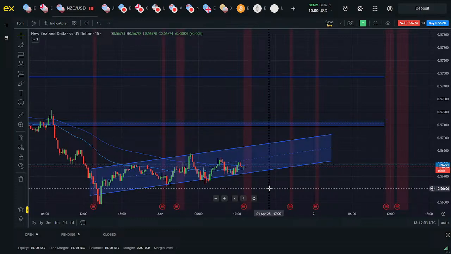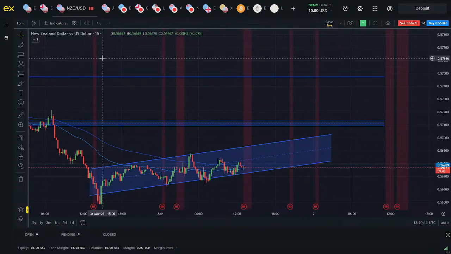In New Zealand dollars, US dollars, that is NZD/USD, here also the market is actually sideways, and everyone is just waiting and hoping for a breakout.